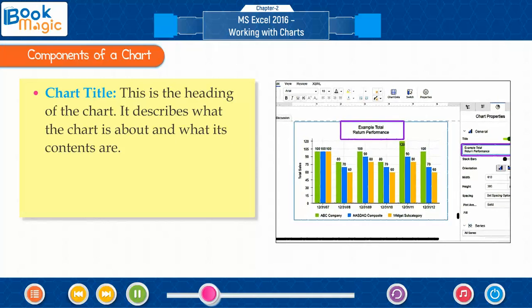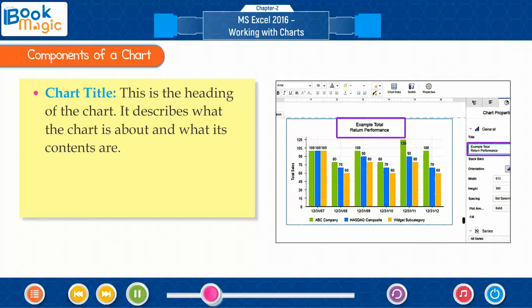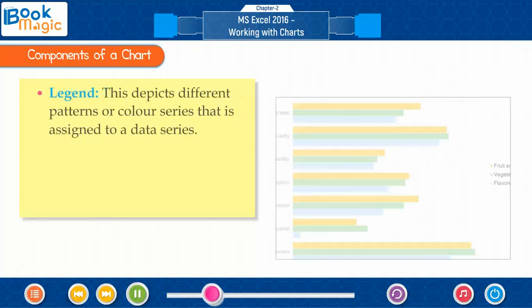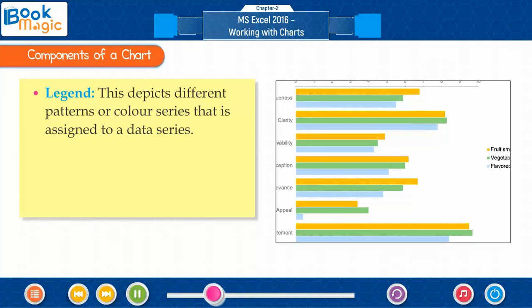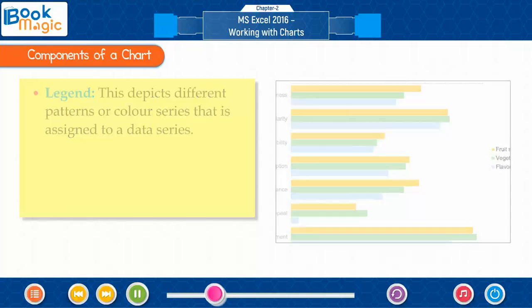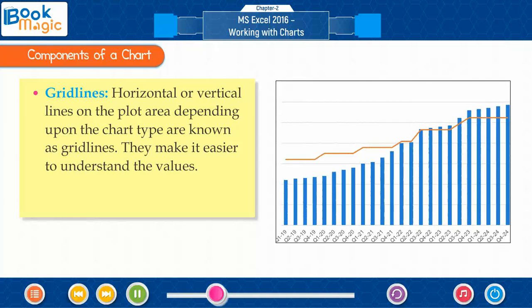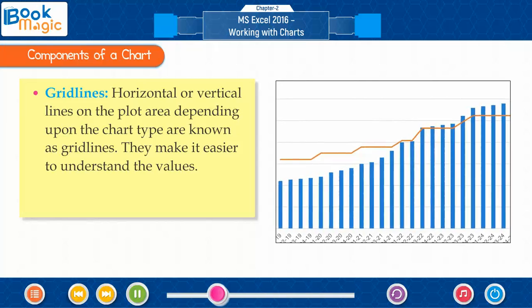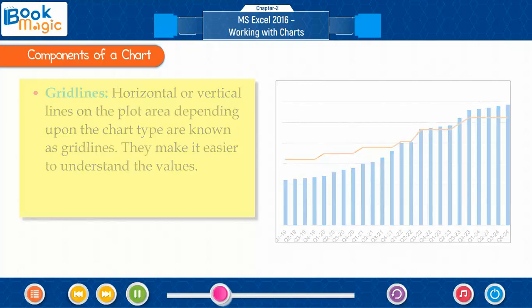This is the heading of the chart. It describes what the chart is about and what its contents are. Legend. This depicts the different patterns or color series that are assigned to a data series. Grid lines. Horizontal or vertical lines on the plot area, depending upon the chart type, are known as grid lines. They make it easier to understand the values.